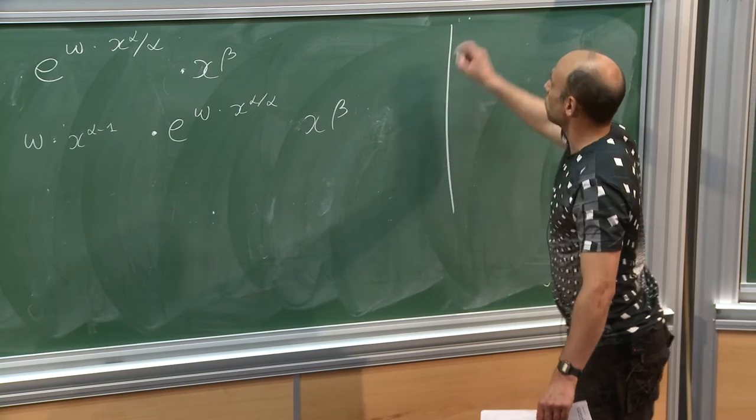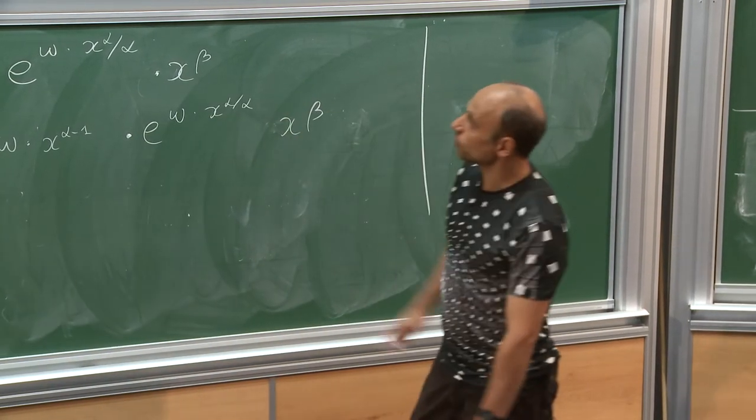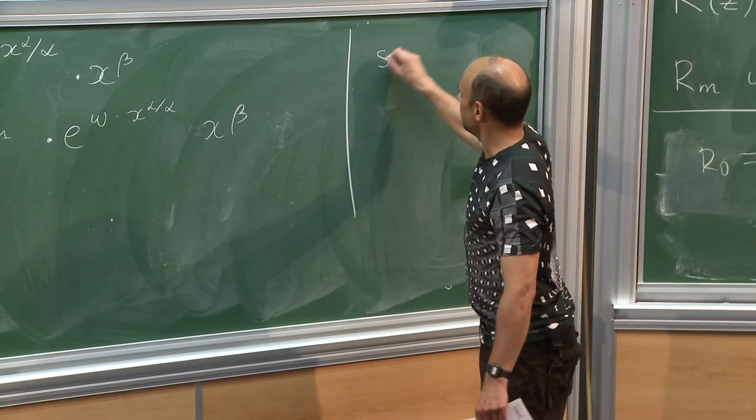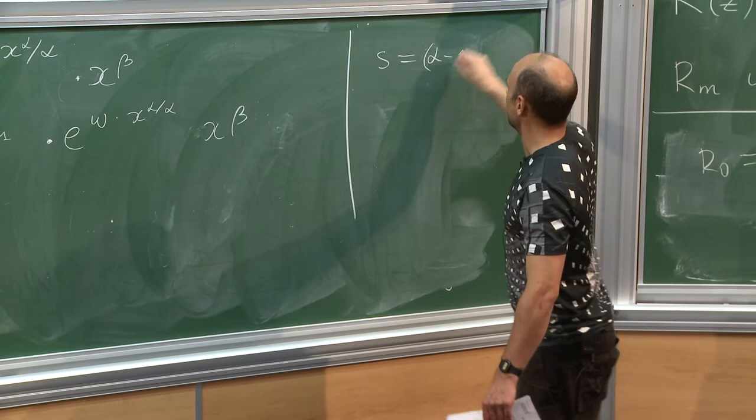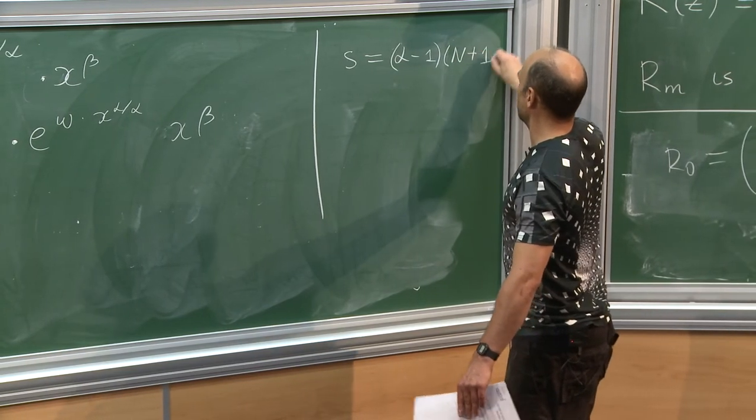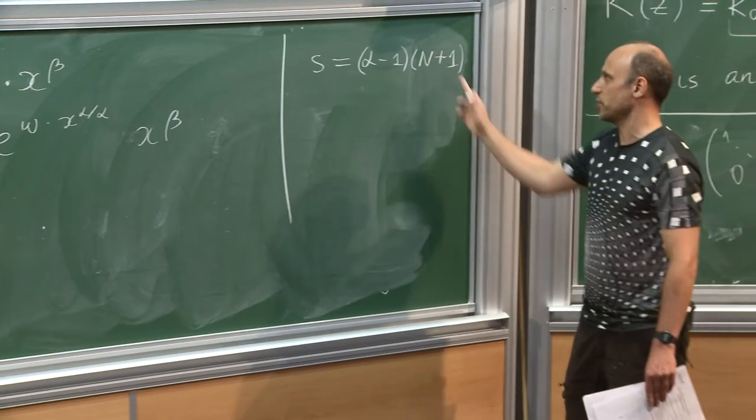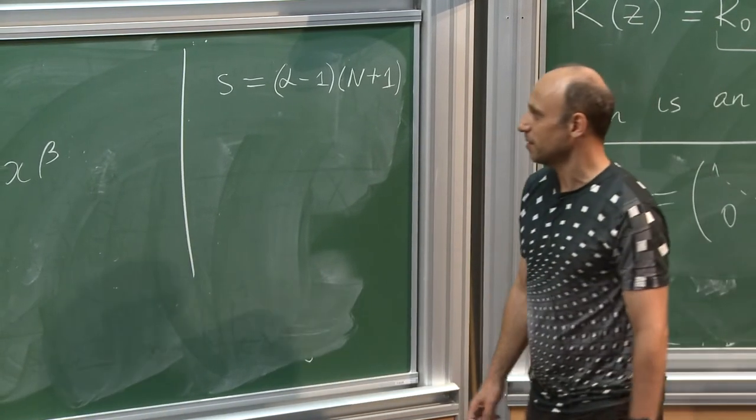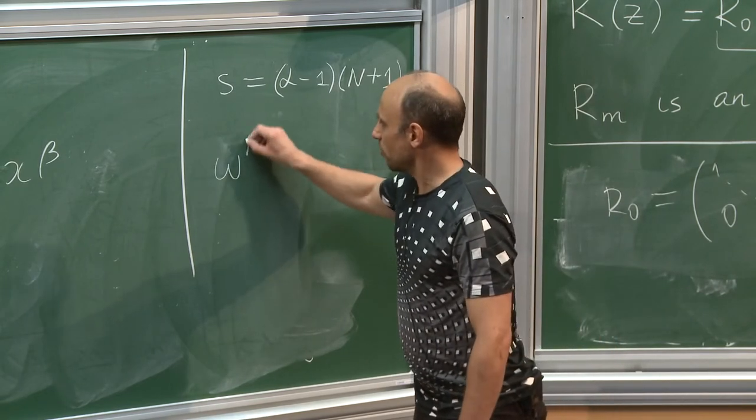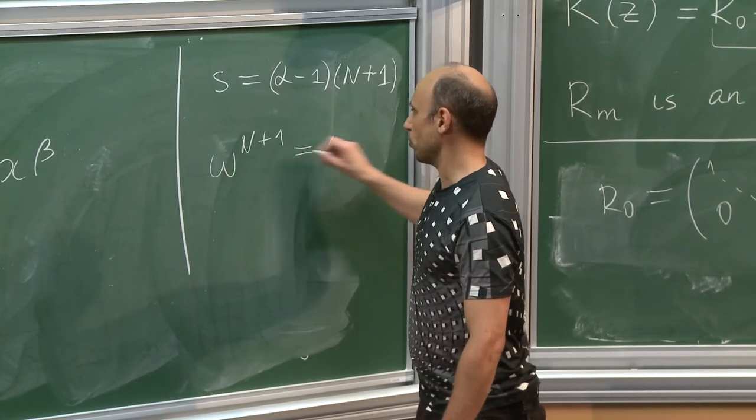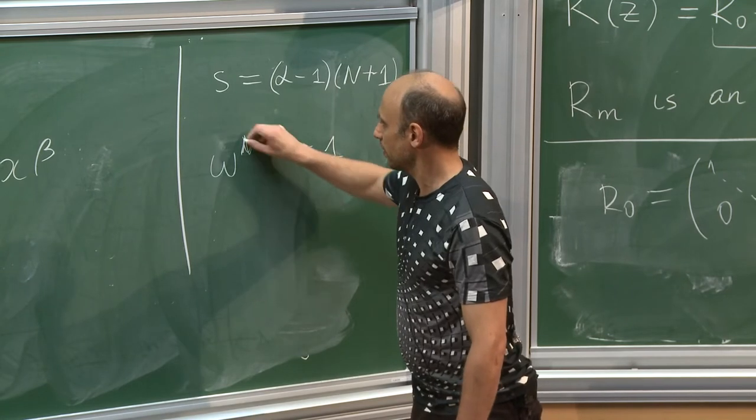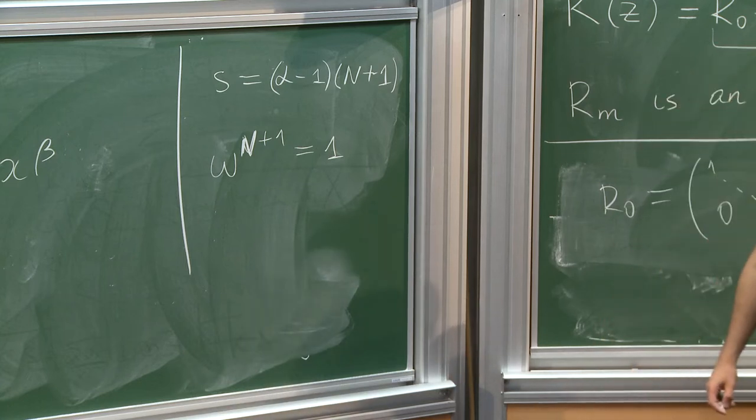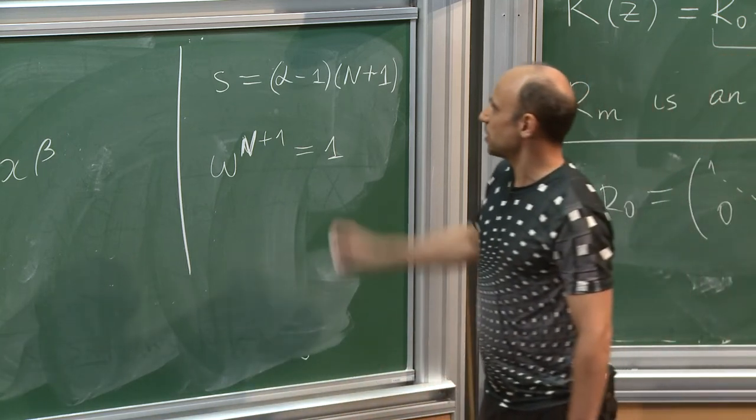So if you want this to be a solution of the differential equation, you need s to be equal to alpha minus 1 times n plus 1. n plus 1 is the number of times you differentiate, and alpha minus 1 is the power of x by which you multiply every time. And omega to the power n plus 1 must be equal to 1.